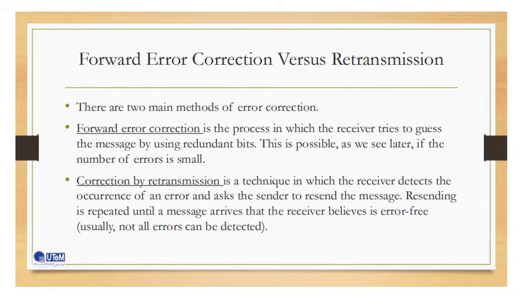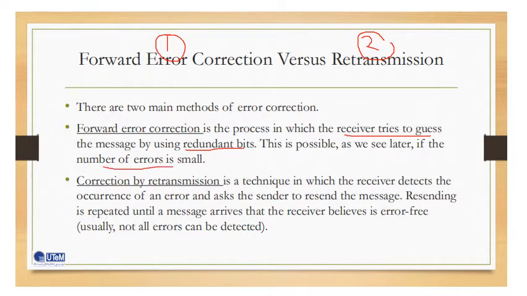Okay, so there are two main methods of error correction. Number one is forward error correction. The second one is correction by retransmission. So what is forward error correction? It is a process in which the receiver tries to guess the message by using redundant bits. This is possible if the number of errors is small.